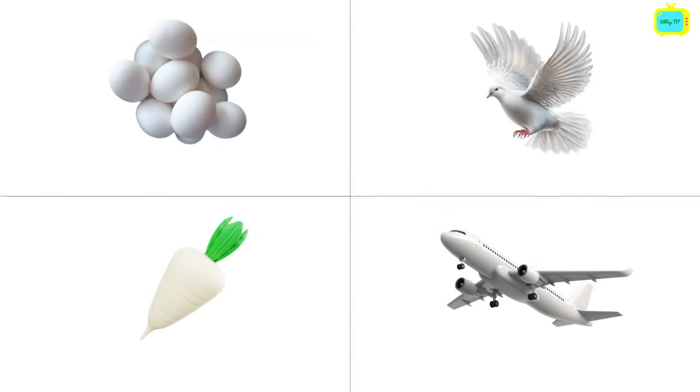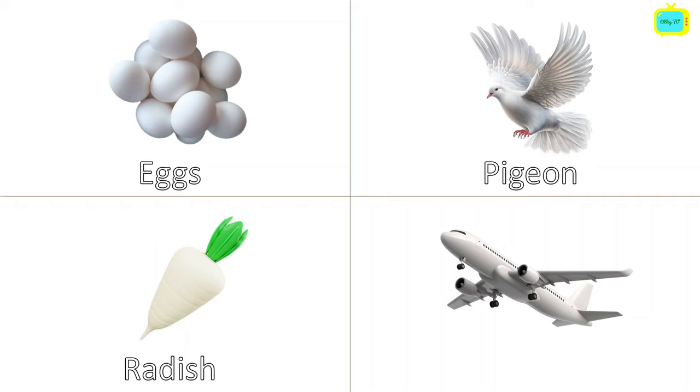White. White color. Now let's see what things we have in white color. Egg. White eggs. Pigeon. White pigeon. Radish. White radish. Plain. White plain.